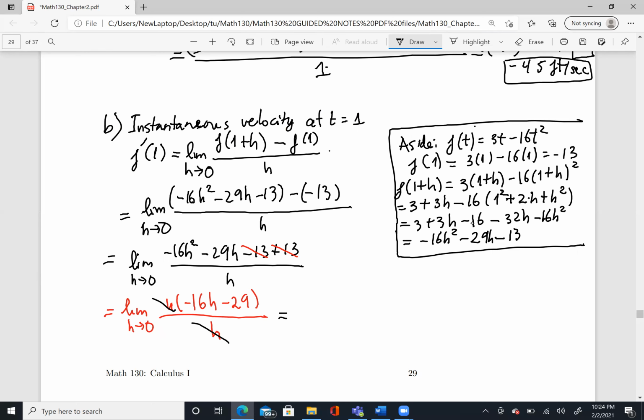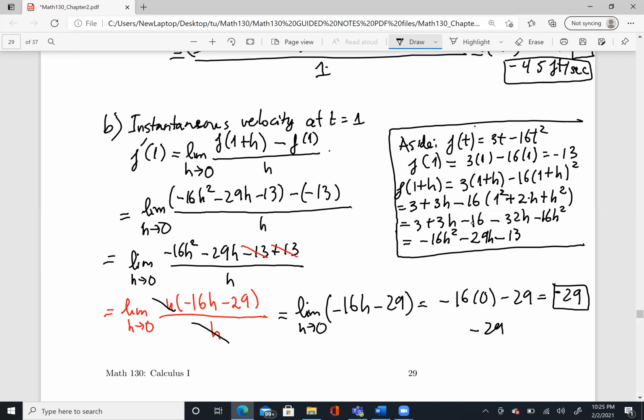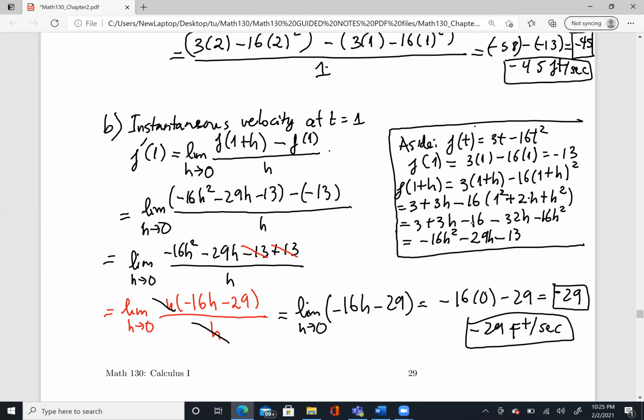So now you have just the limit of h going to 0 for negative 16h minus 29. And you can do direct substitution now. So that's going to give you negative 16 times 0 minus 29. That gives you negative 29 as the answer. So it should be negative 29 feet per second. Okay. That is it.